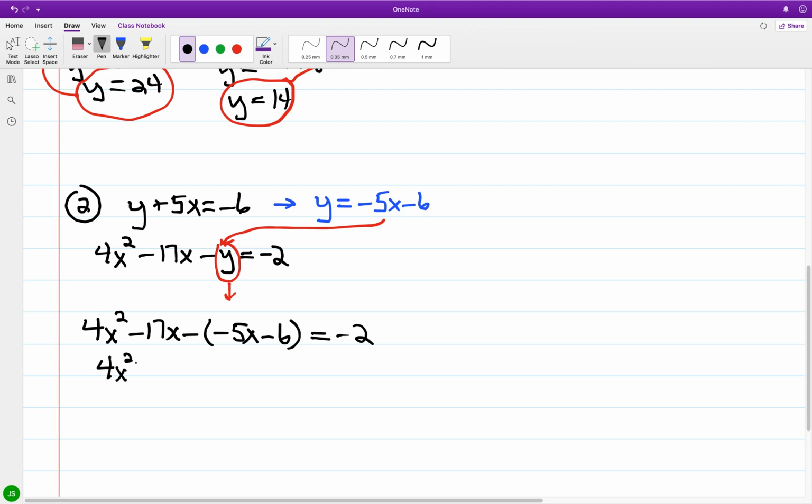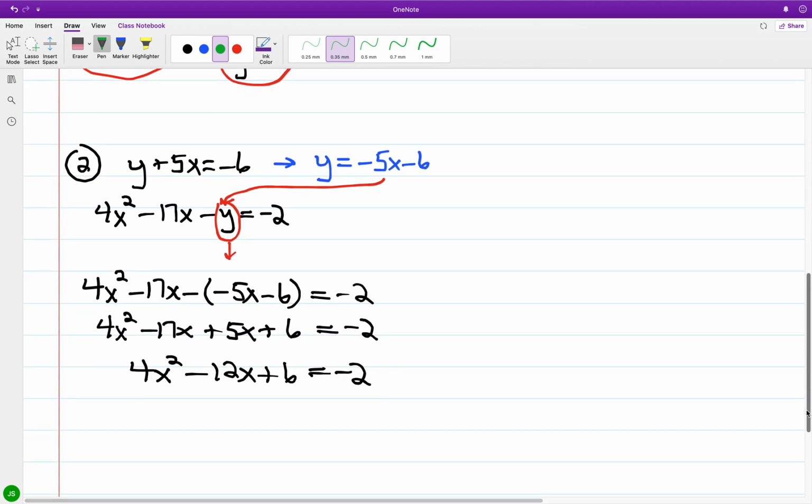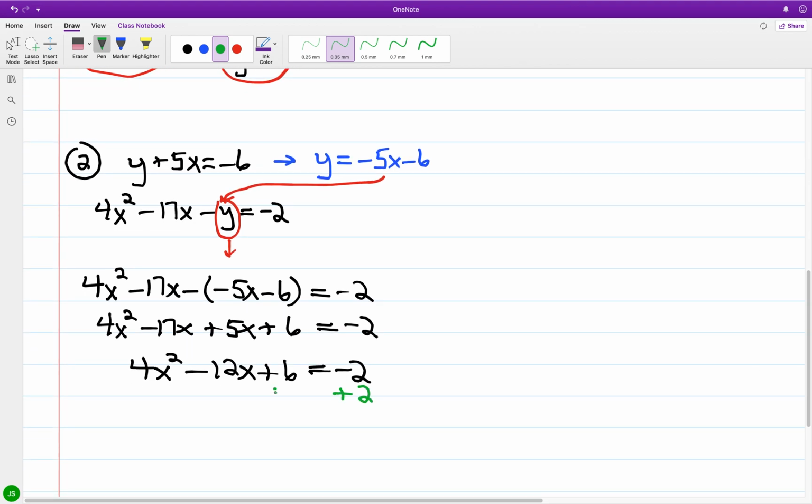And here we have 4x squared minus 17x, plus 5x, and plus 6 is equal to negative 2. Combining, negative 17x plus 5x would be negative 12x, plus 6 is equal to negative 2. Here we have a quadratic equation, and if I set this up in standard form by adding 2 to both sides, we have 4x squared minus 12x plus 8 is equal to 0.